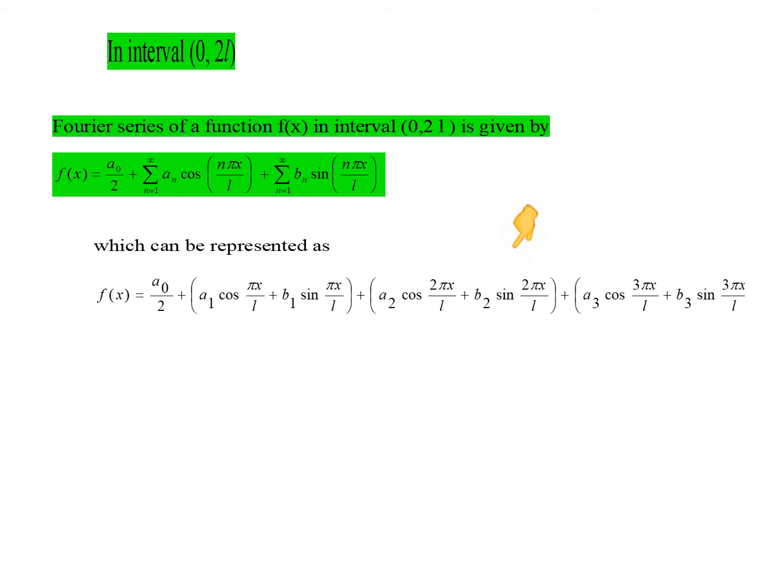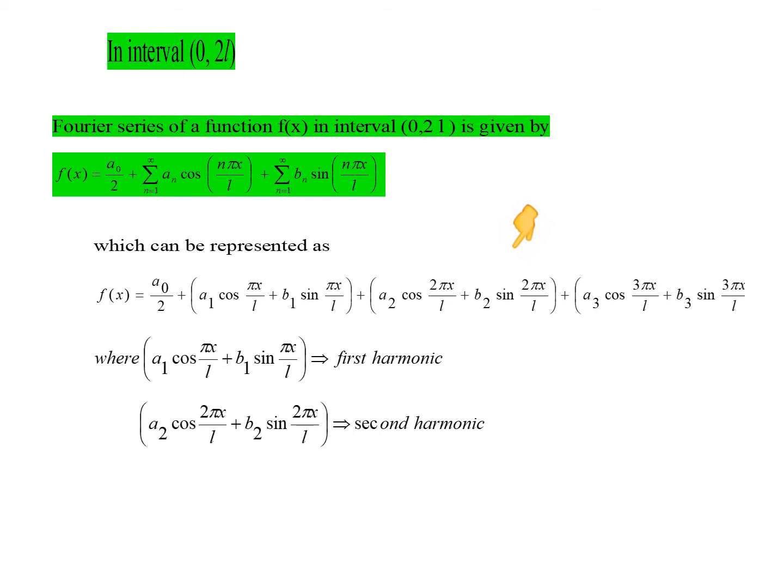Plus when we put n equal to 2 in the summation, we get A2 cos 2 pi x by L plus B2 sin 2 pi x by L. Similarly, plus the third term. And as usual, the first term will be known as first harmonic, the second term as second harmonic, and the third as third harmonic. So if they ask problems, find till second harmonic, you can stop at the second term.